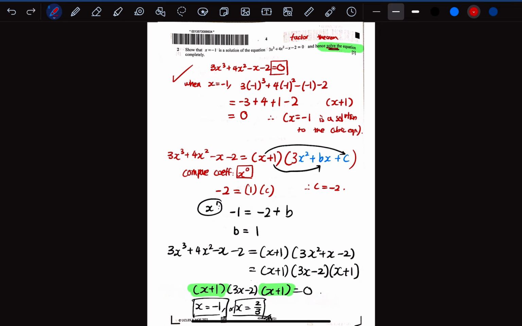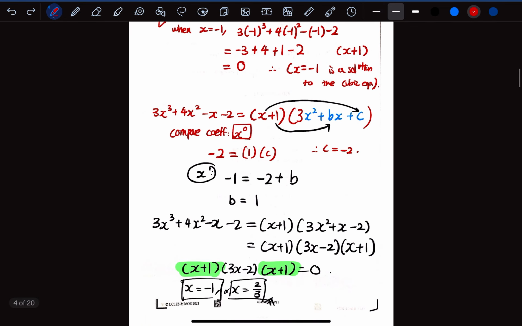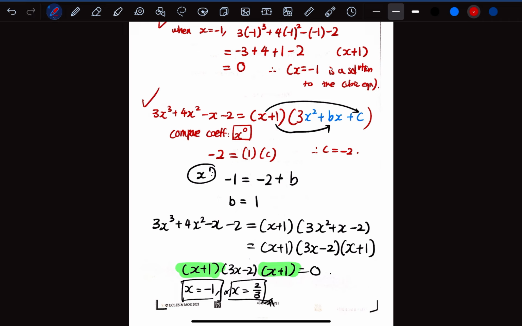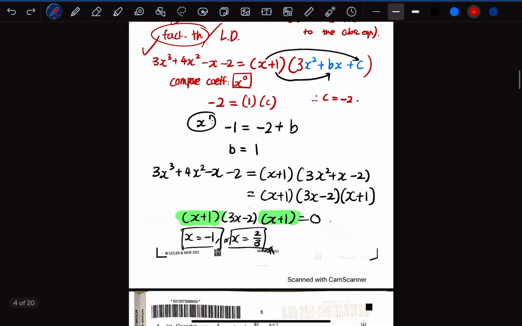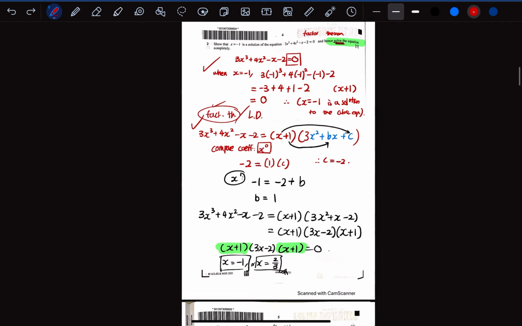Then next, after we have shown that it is a factor, you have two choices. You can either do your comparing coefficients or you can do your long division. Both are okay, but I prefer comparing coefficients because you need to know this skill, right? So you compare the coefficients accordingly, you find out what is the quadratic equation that you are left with. After you have your quadratic equation, you can just simply solve it like so, right? So this is how you do question 2.